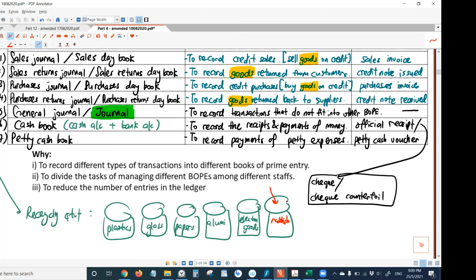So you can think of general journal as the last dustbin in recycling activities. For transactions that you cannot record into other board of prime entry, you throw it into this last dustbin, general journal. That's why I call it the last dustbin in the recycling activity. Write down some transactions that you record into the general journal. It's a very common question in the exam.